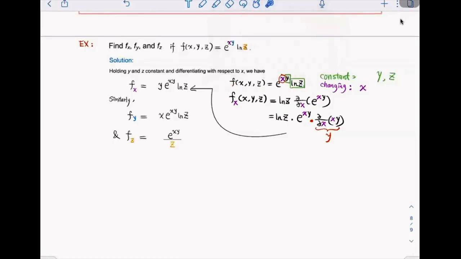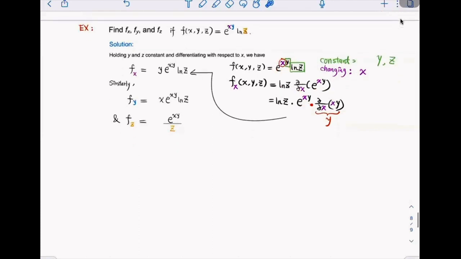Here's one example. This function is equal to e to the xy times ln of z. Now, when we try to differentiate that with respect to x, we're going to regard y and z as constants and regard x as the only changing variable. So ln of z here is a constant, and we can put that in front of e to the xy. So we have ln of z in front, and then multiply that by the derivative of e to the xy with respect to x.